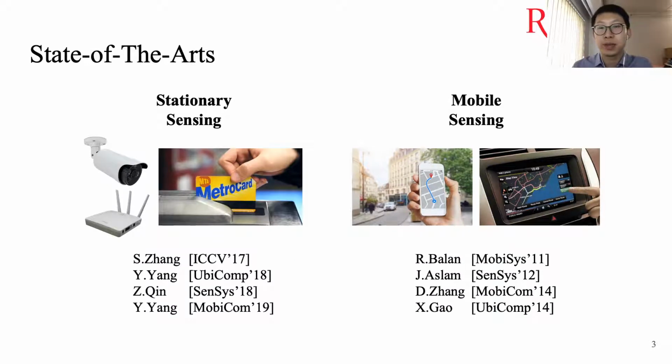To model human mobility, previous works generally achieve this from two aspects, stationary sensing and mobile sensing, according to the data collection approaches. In stationary sensing, the sensing systems are generally stationary, such as cameras, Wi-Fi access points, and smart card swiping stations. When users are nearby, we can know the locations of users. In mobile sensing, the sensing systems generally move with the user, such as a mobile app and car navigation systems. These systems continue collecting users' locations.